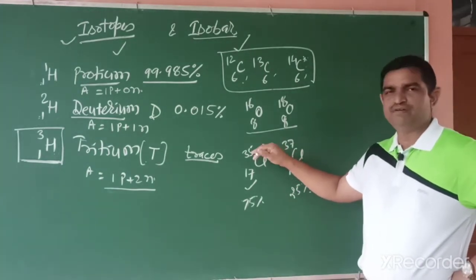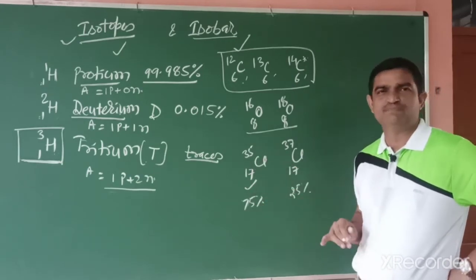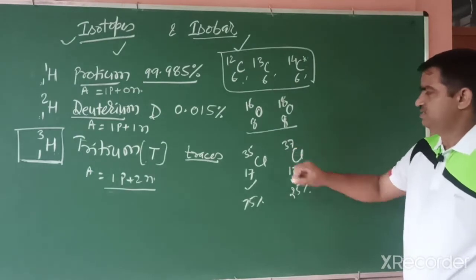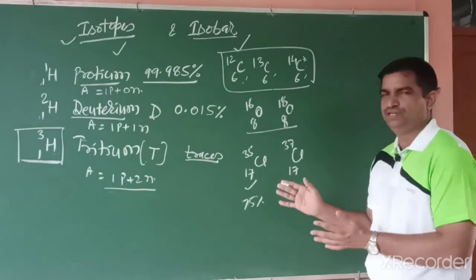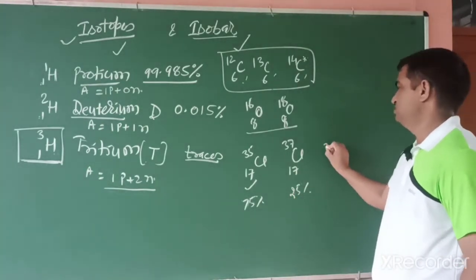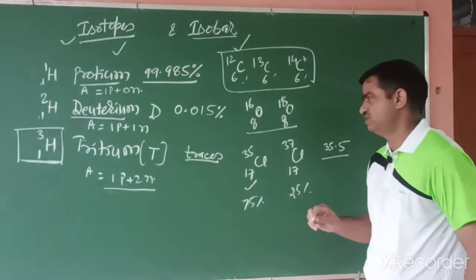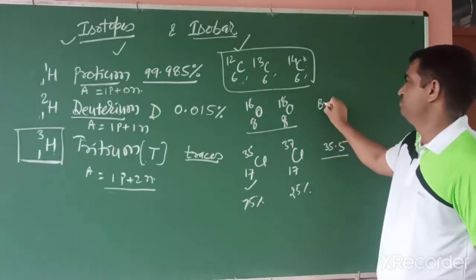The 35 isotope is found in nature about 75%, and the 37 is found only 25%. So the mass of chlorine is taken as the average of all the isotopes, that is 35.5. We already studied this in the first chapter. In a similar way, another element is bromine.